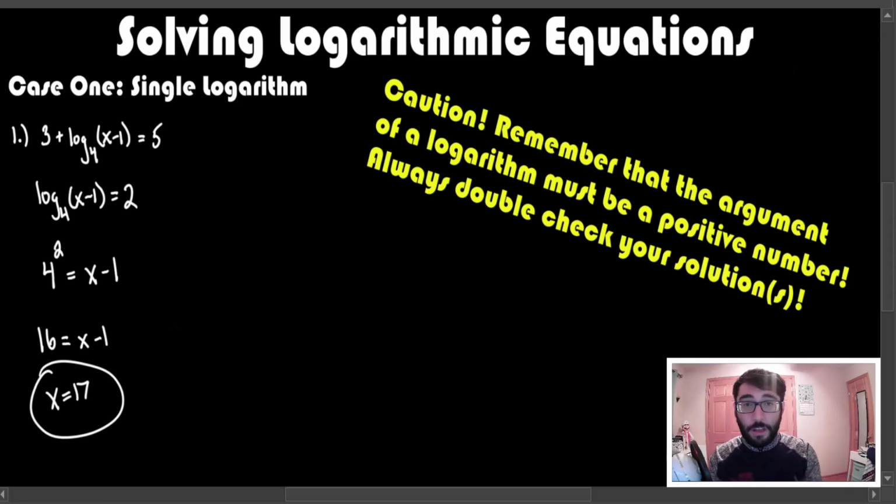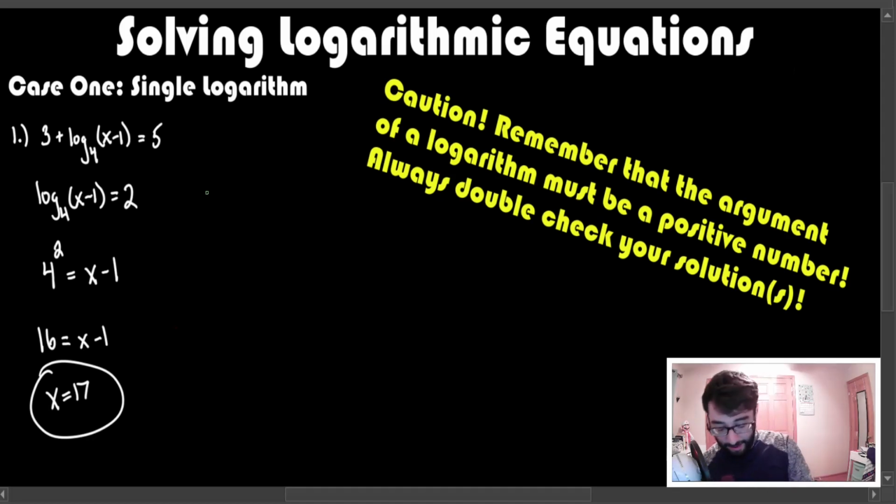So we always need to double check our answers. Basically, plug your answer back in and see if it makes any of the logarithm's arguments 0 or negative. If it does, get rid of that answer. It's a fake answer. It's what we call an extraneous solution. So I would actually double check this to be safe.